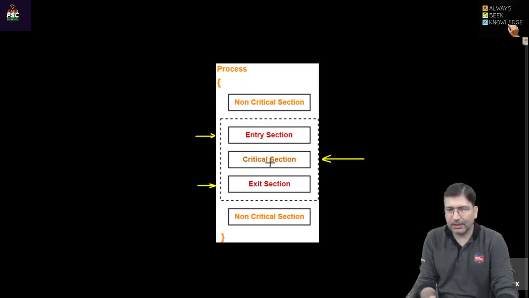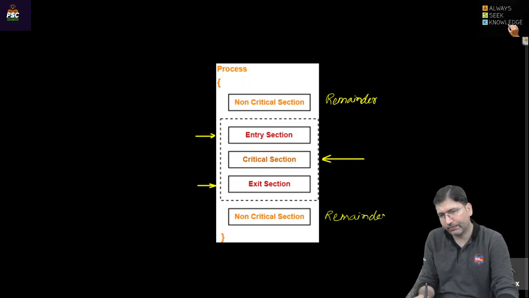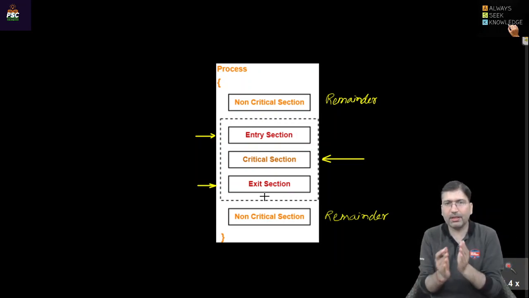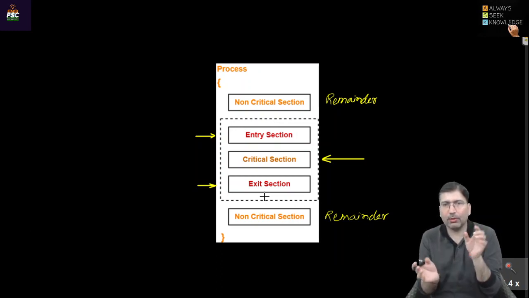Now, apart from the critical section, there may be other code in the program, which we consider as the non-critical or remainder section. So the remaining code is the remainder section. The code where a process is manipulating shared resources is the critical section. To protect the critical section, we write two extra blocks of code, entry section and exit section.